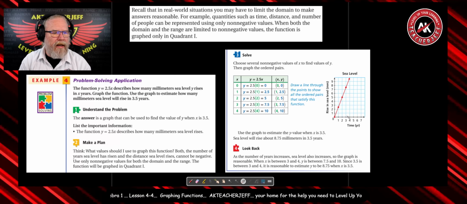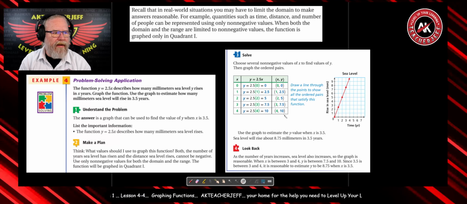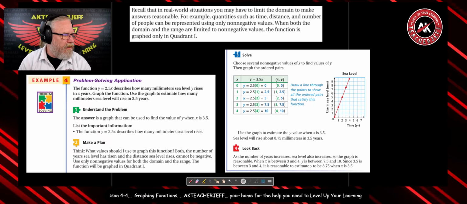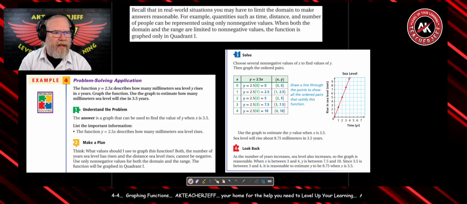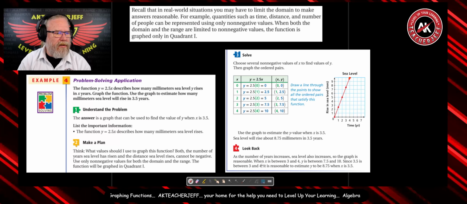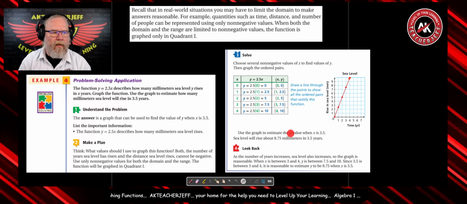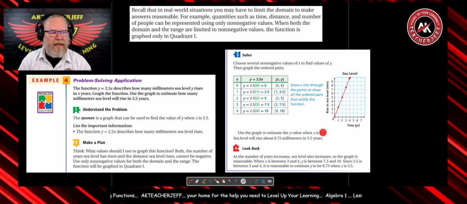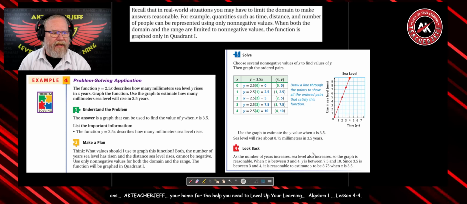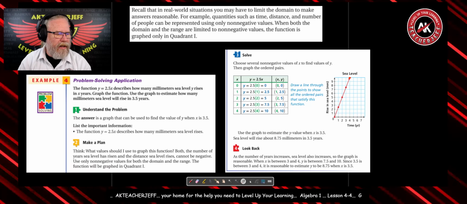And it looks like whenever we're at 4, we have to be at 10, and just barely on the graph there. I guess technically we could squeeze a dot in right there and say, yep, we got that one there. So let's use the graph to estimate the y value when x is 3.5. Let's go ahead and do that.